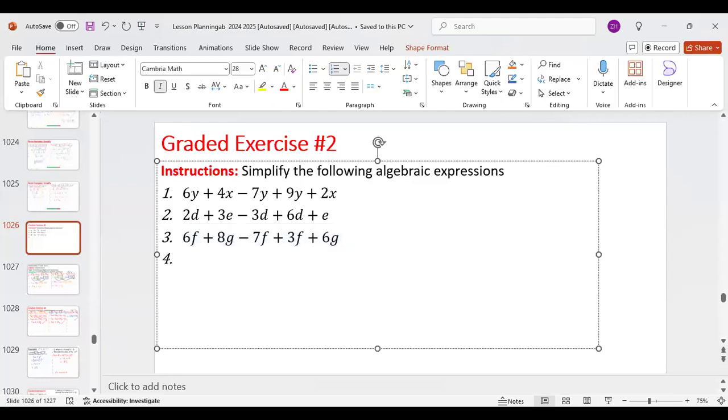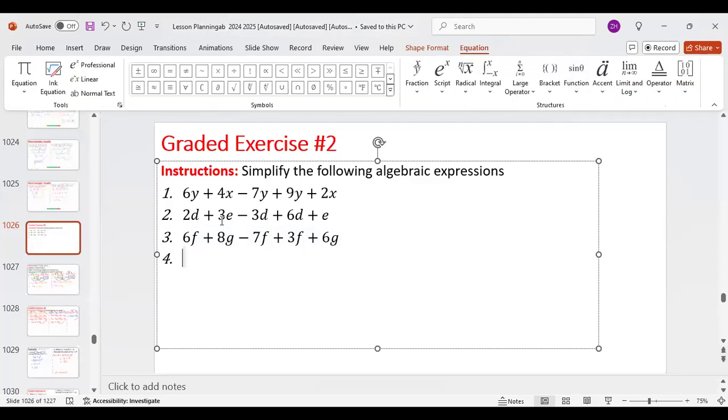Yes, I can. So it's going to be, let me change this, it's going to be 8k plus 4s minus 9k plus 2k plus 3s.